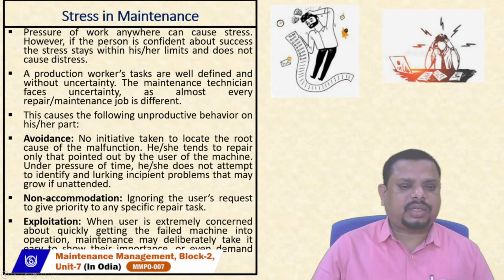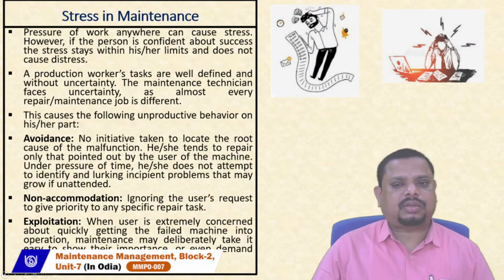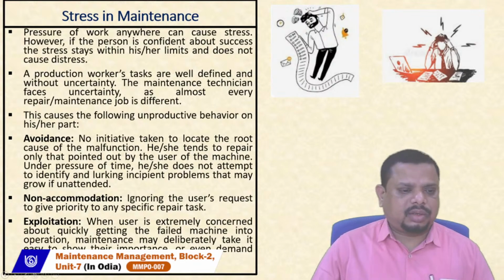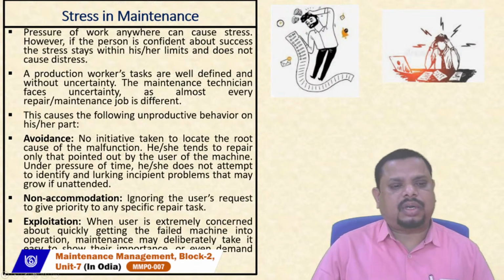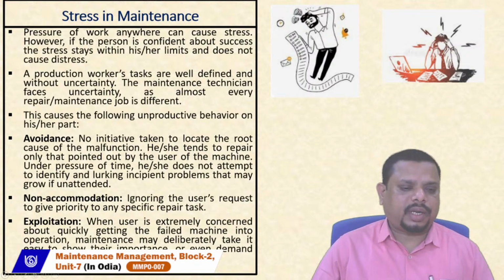So no initiative is taken to locate the root cause of malfunctions. He tends to repair only the point indicated by the user of the machines. In most cases, when the production department calls a number of times, the maintenance personnel try to avoid these calls in case of maintenance management. So under pressure of time, he or she does not attempt to identify the inception problem that may grow if unattended.